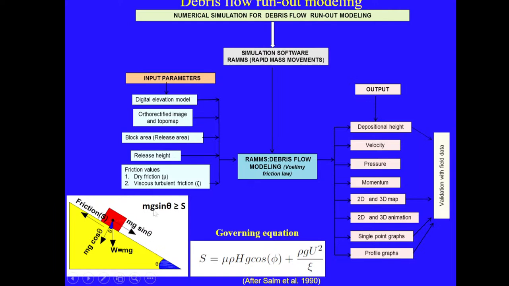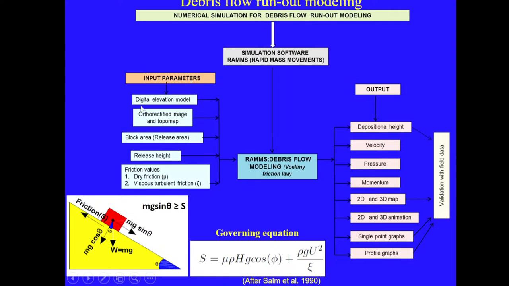But however, the moment the mg sin theta is equal to or greater than the total friction, the landslide will happen. So that is the physics behind this. So this is how the model understands the landslides, the debris flow to be. And now you know what the inputs to be given from this equation are.